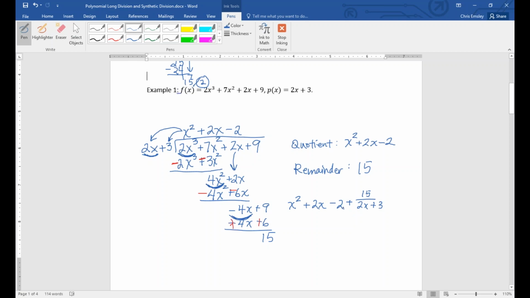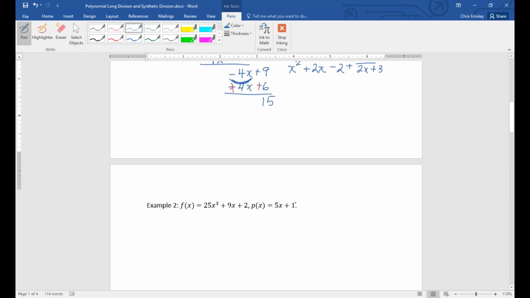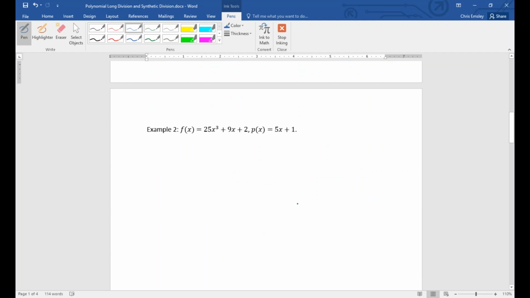Okay, so that one is a pretty basic, straightforward problem. We're going to look at the next one, which has a little trick to it. Here's one of the things that you need to remember when you're working these kind of problems. Put it right up here across the top in red. We always need to make sure that all powers of x are included in our dividend.